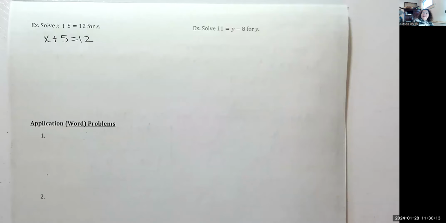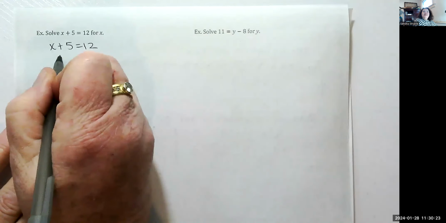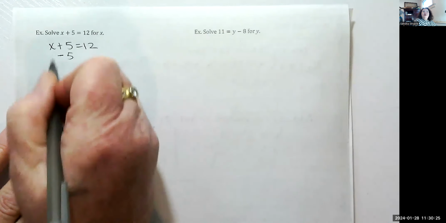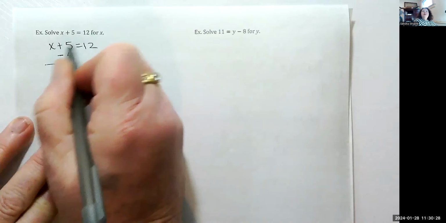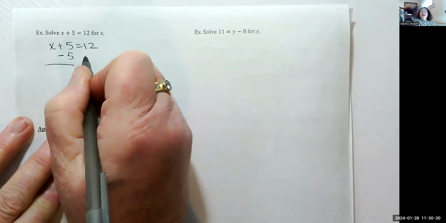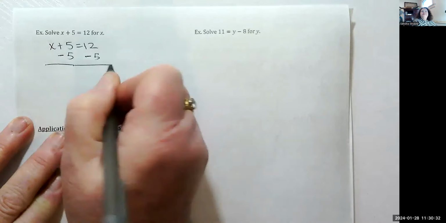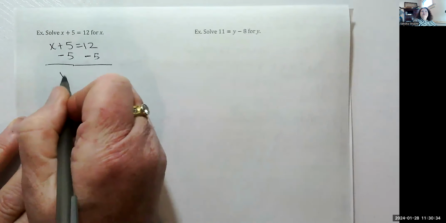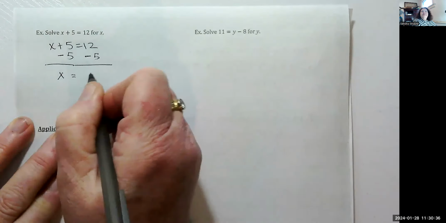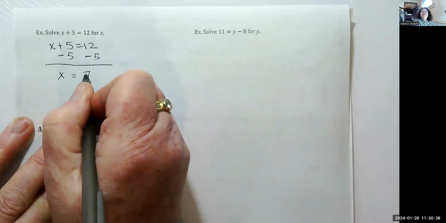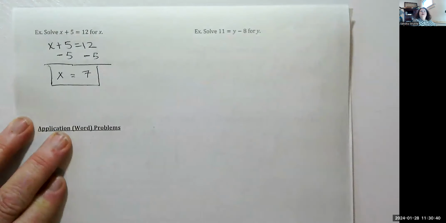5 is attached to x with addition. We know the inverse for addition is subtraction, or the opposite of addition is subtraction. So to get that 5 away from that x, we have to subtract 5 away from it. But what we do to one side, again, the equal sign, we have to do to the other. So the left side becomes x, and the right side becomes 7. Circle my answer, and I'm done.